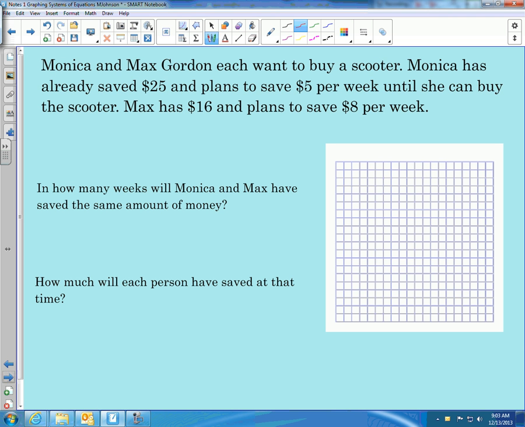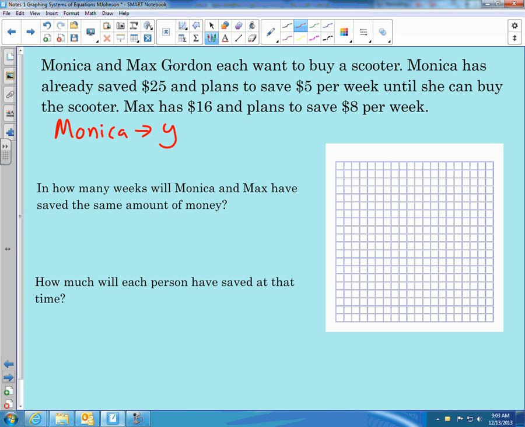All right. We have a word problem here. Monica and Max Gordon each want to buy a scooter. Monica has already saved $25 and plans to save $5 per week until she can buy the scooter. Max has $16 and plans to save $8 per week. So let's write some linear equations for these. Let's start with Monica.